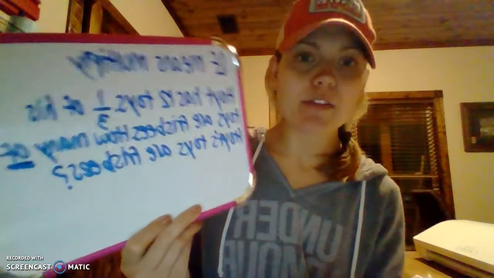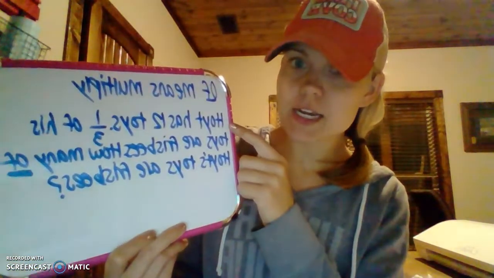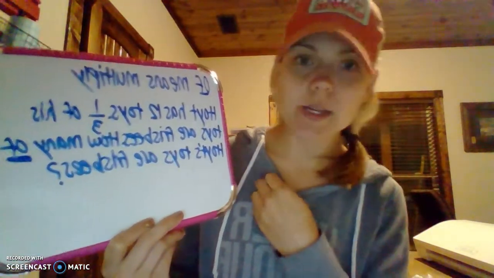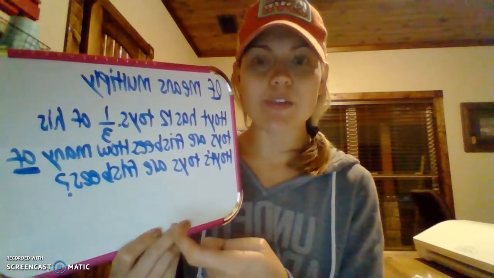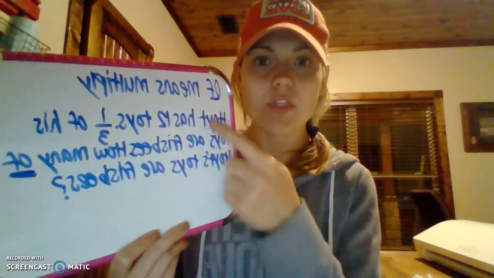So sometimes you might have a problem like this. This problem says, Hoyt has 12 toys and 1/3 of his toys are Frisbees. How many of Hoyt's toys are Frisbees? In this type of problem, it's not repeated addition. We're not doing 1/3 12 times. We already have the total. The total is 12, and I want to figure out what 1/3 of 12 is.